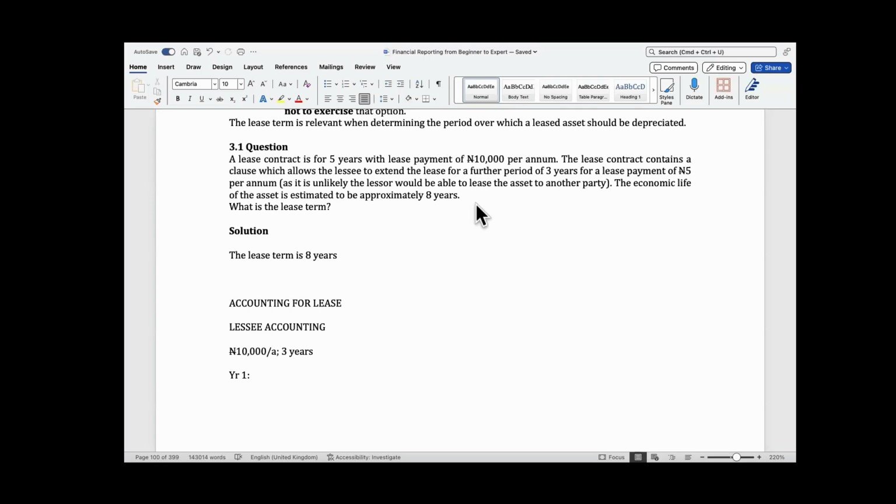What entry are you going to pass in year one if your company rents a bus and they are paying 10,000 naira per annum? They're supposed to pay for 3 years. So in year one, what entry are you going to pass? Okay, so you mean to debit the right of use? Okay, you said you debit right of use and you credit lease liability. Debit right of use, credit lease liability.